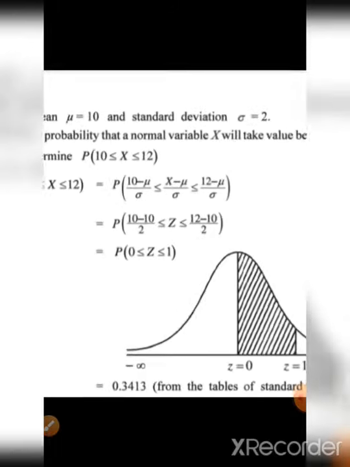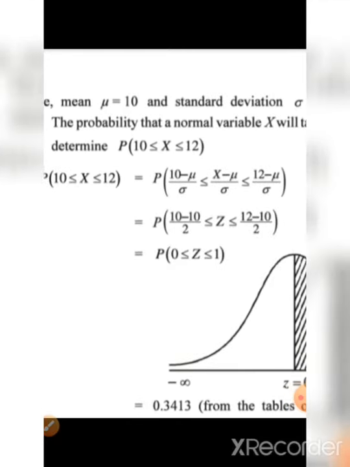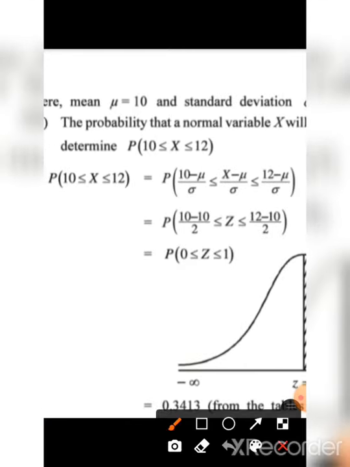Children, as we have been told to find the probability between the values 10 and 12, what we need to write over here is p of 10 less than or equal to x less than or equal to 12. As I told you, as it is a normal distribution, we are talking about x. So we are going to find the area between 10 and 12: p of 10 less than or equal to x less than or equal to 12.